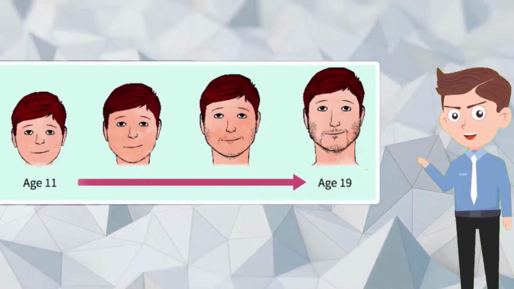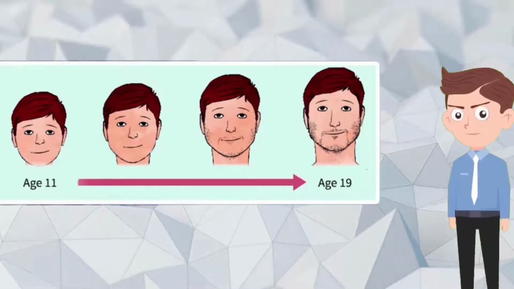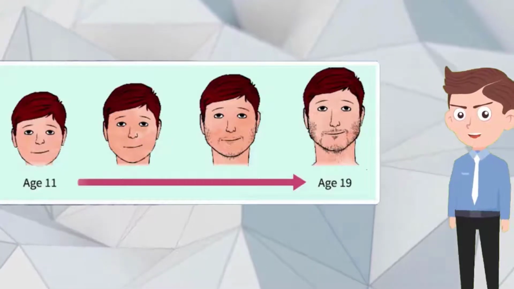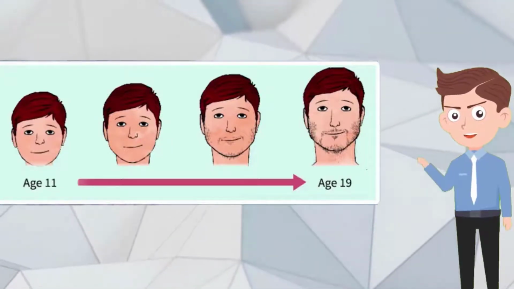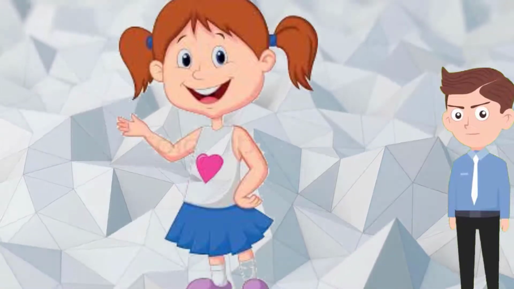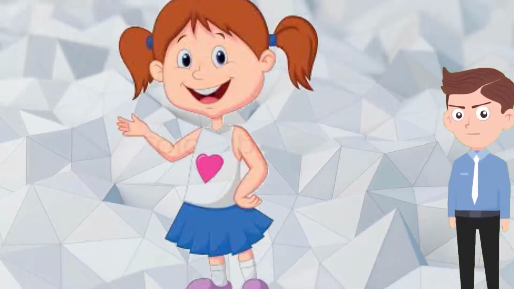And now, secondary sexual characters. In boys, they begin to grow facial hair, that is, mustache and beard. They also have hair growth under the arms and in their private parts. In girls, the development of breasts begins and hair grows in the pubic region.